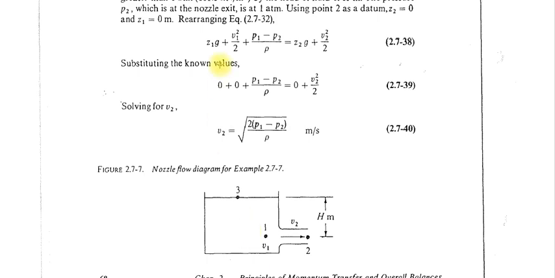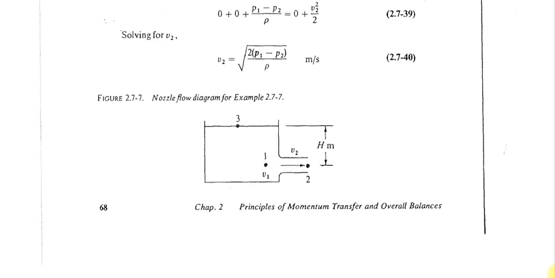So V1 square by 2 equal to 0, and you will end up with P1 minus P2 by rho equal to V2 square by 2, which leads to this result: V2 equal to under root of 2 times P1 minus P2 by rho.